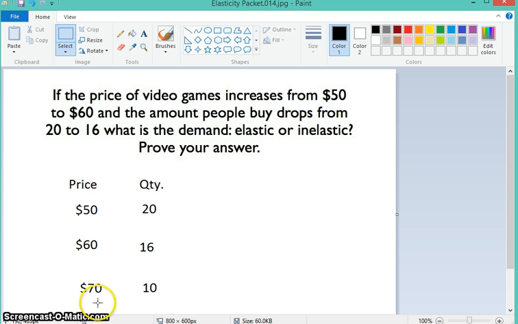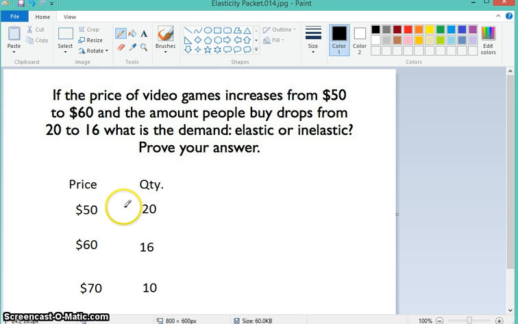So they could ask from 50 to 70 here. Is it elastic or inelastic? So take a second, figure out from 50 to 60, are we elastic or inelastic? I'm waiting.